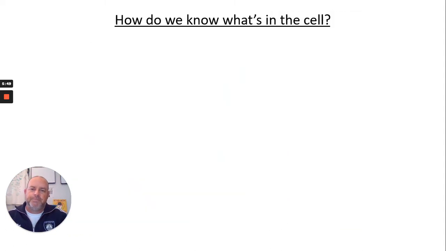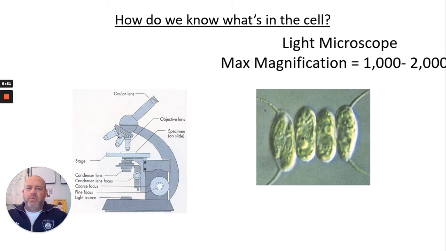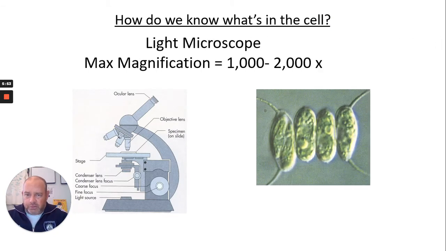Okay. So how do we know what's in a cell? Well, most times we use microscopes, right? Light microscopes can go up to 1,000 or 2,000 magnification. The microscopes that most of the Zumwalt schools have go up to about 400. And that's still pretty good. You can see quite a lot on high power with a good light microscope.